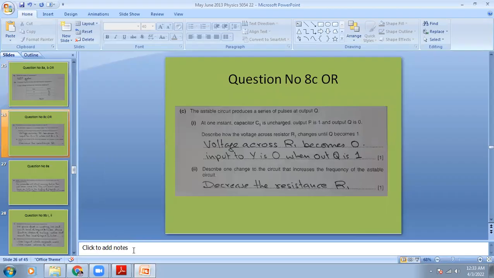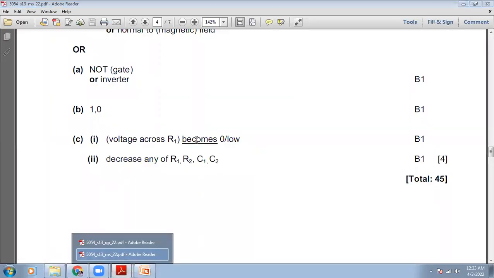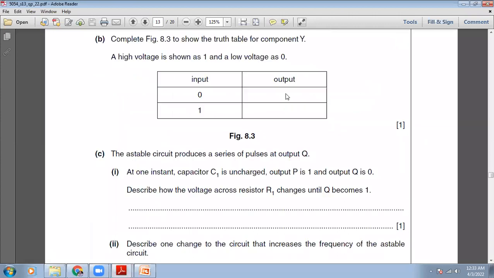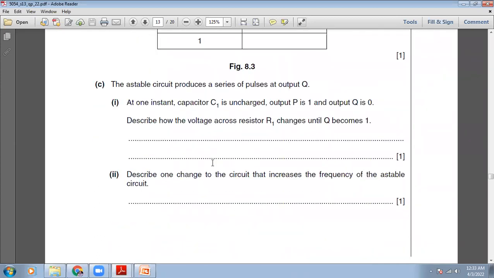Let me show you from there again. We know that this will happen. Okay. Try to understand. If this output is 1, it means the input here is 0. When this is at 0 volt, this is also 0 volt. The voltage drop here will be also 0. That is what we have used here.